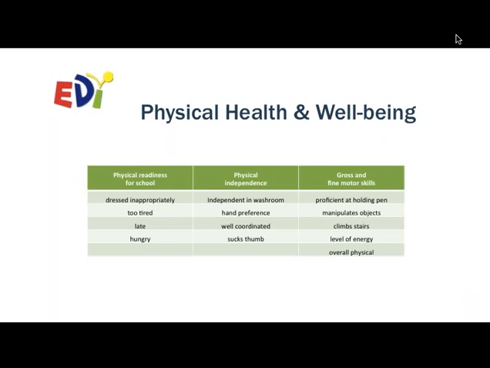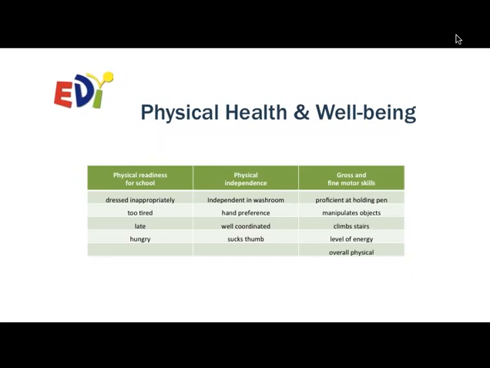Physical readiness, if you can see on the left there, is about whether the child comes to school essentially ready to learn. Are they well rested? Have they had enough food? Do they get there on time, and are they dressed properly? Which is quite different than physical independence, which is a whole different aspect of children's physical development, which is basically about how independent and coordinated they are.